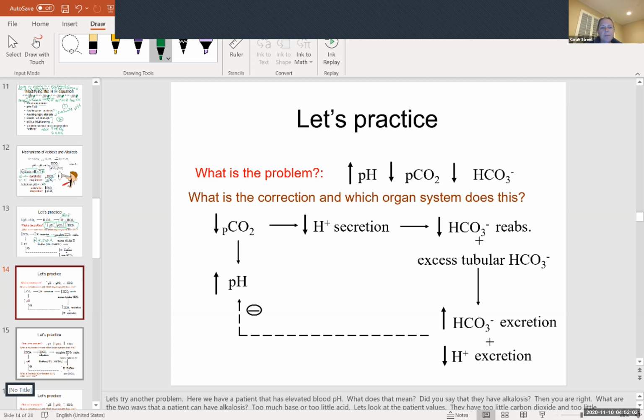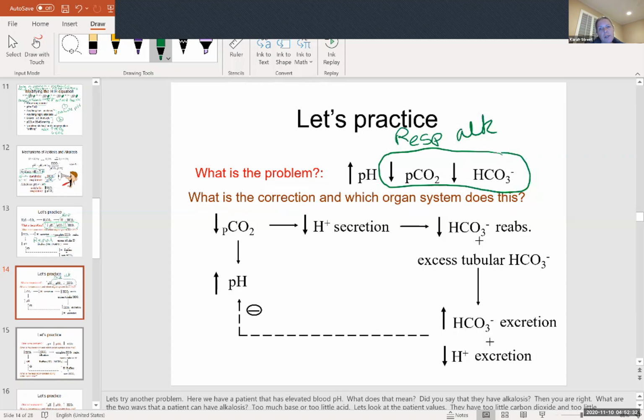So this patient has alkalosis. How can my patient get there? Too much base, too little acid. I look at my patient chart and the base and the acid are too low. Only one can cause that problem of alkalosis. That's too little acid, which is a respiratory problem. So they have respiratory alkalosis.